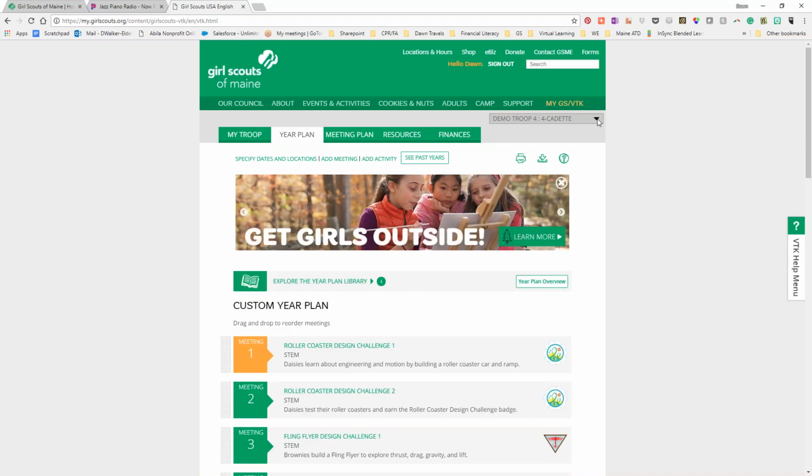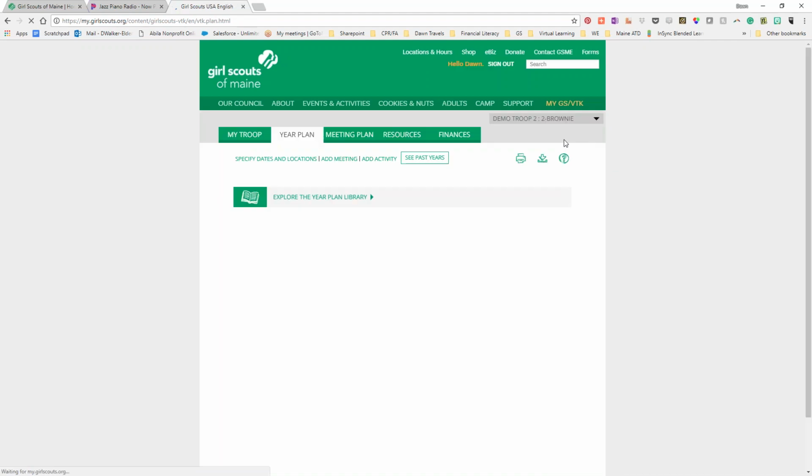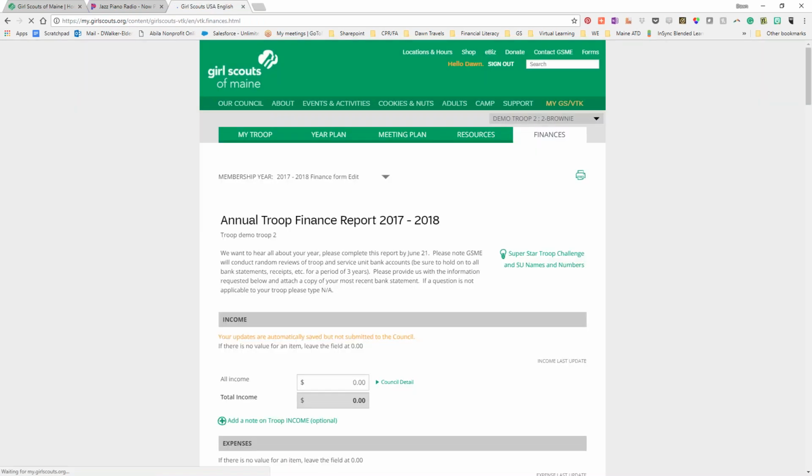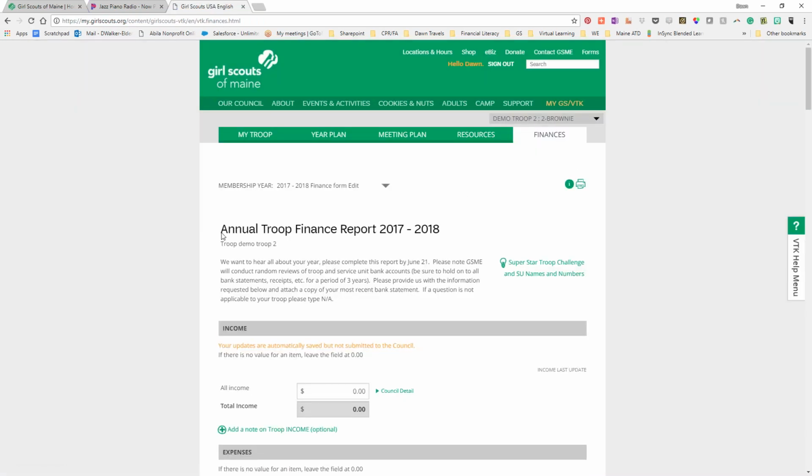And Kate, we've had a bunch of people in the Cadette one this week, so I'm going to go to the Brownie tab and see if it's a little bit different. So you're in your troop, and if you've been using it, you see your plan that you've been looking at, and here the Finances tab is what you're going to click on. And there it is, Annual Troop Finance Report for 2017-2018. And that is where we are interested.